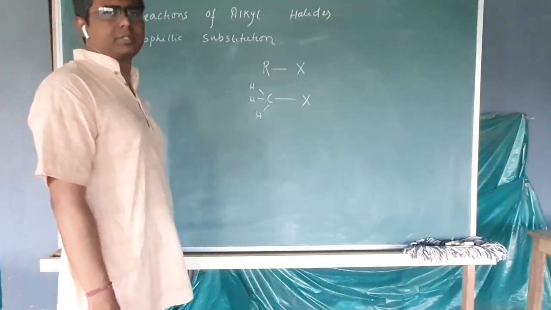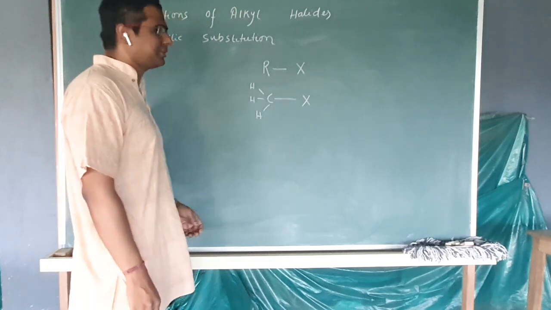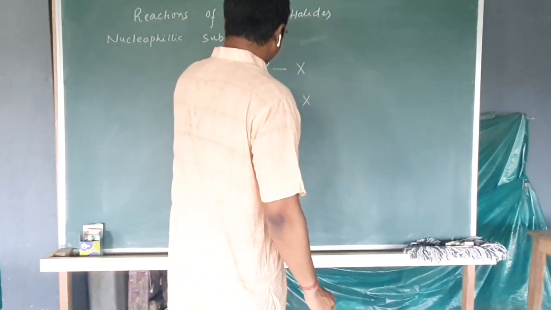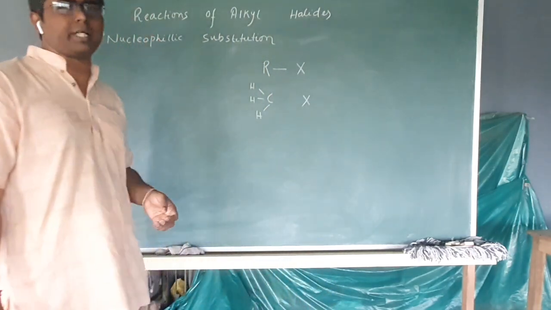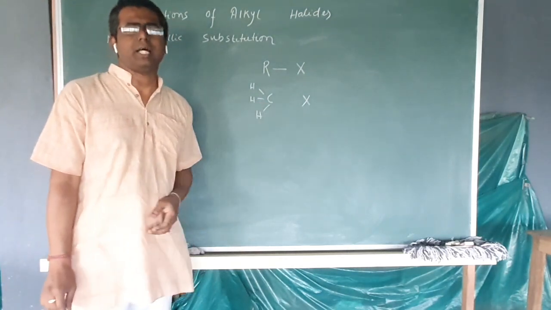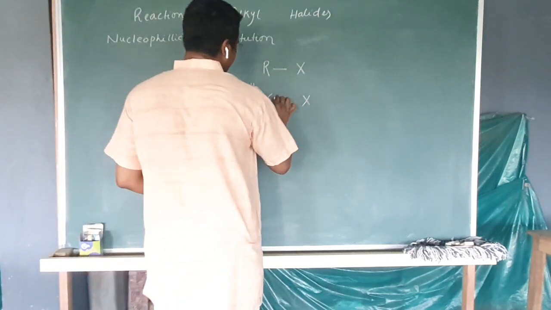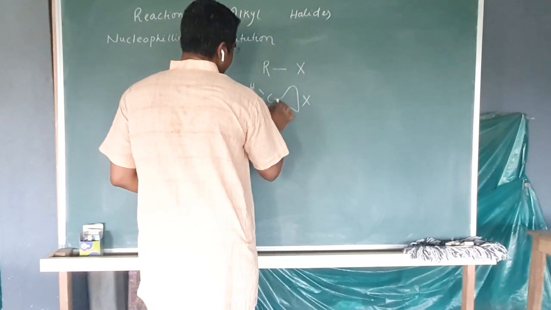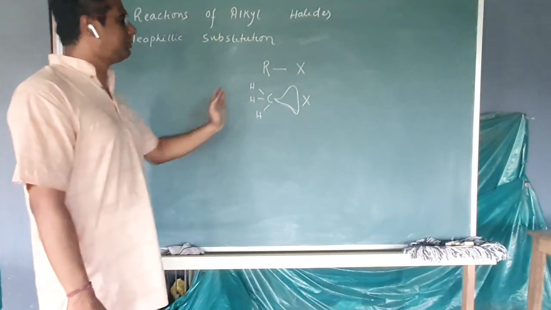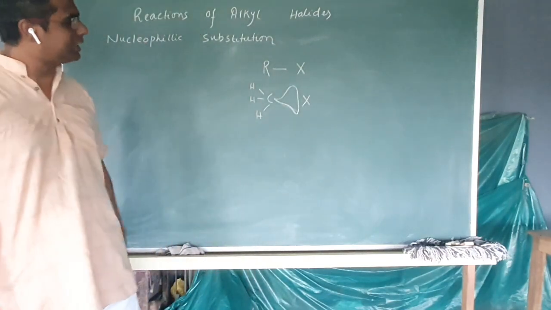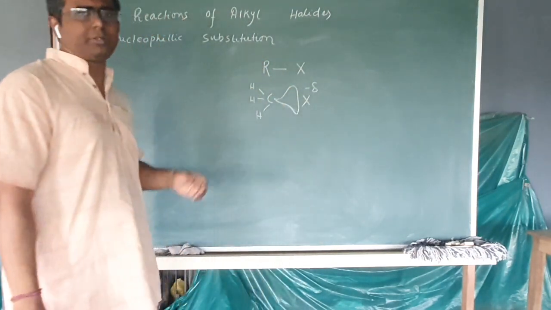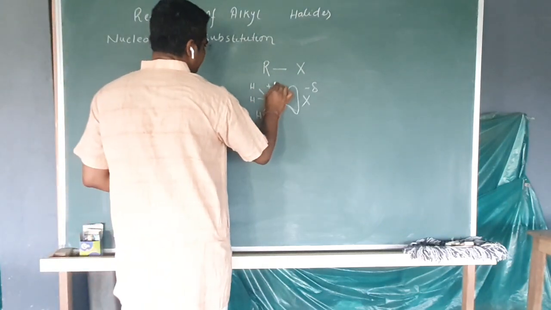So what does this bond mean? Bond means electrons. And what do electrons mean? Electrons mean a cloud of negative charge. Nothing else. Okay. So let me ask you, if there is a cloud of negative charge, who is going to pull the cloud of negative charge much more? Carbon or halogen? Obviously halogen. So definitely this cloud of negative charge will be shifted much more towards the halogen. So at the end of the day, the halogen will have some partial negative charge and the carbon will develop partial positive charge.